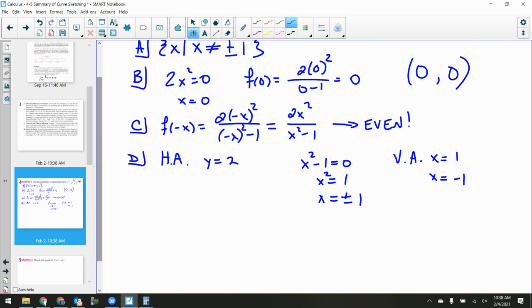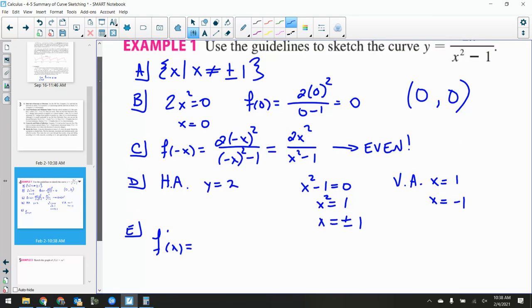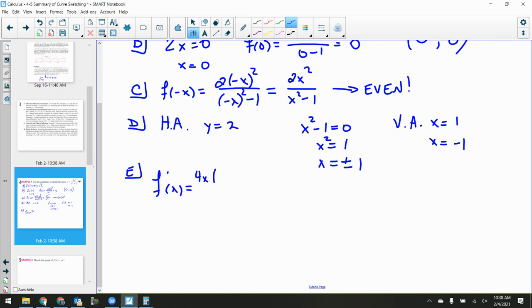All right, so let's continue on. Part E says to find, oh, we got to start doing our calculus piece now. We're going to find the derivative of f of x. Now, f of x was 2x squared over x squared minus 1, right? So if I want to find f prime, I've got to use the quotient rule. So that means I find f prime g, so 4x times x squared minus 1 minus g prime f, 2x times 2x squared, all over the denominator squared, x squared minus 1 squared.